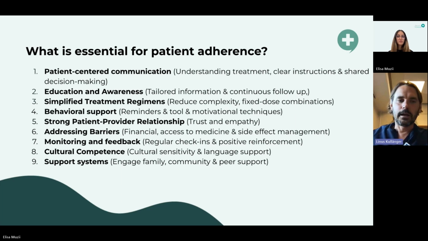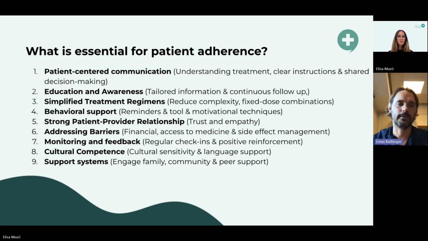Number two, education and awareness. You have to tailor the information so they can understand what they're going to take. You have to know what type of health literacy they have, or if they're old, or if they have another language, for example. But you also need to follow up, because sometimes you give the information to the patients and leave the room, and after a month you talk to them again and realize that they haven't done what we thought they were going to do.